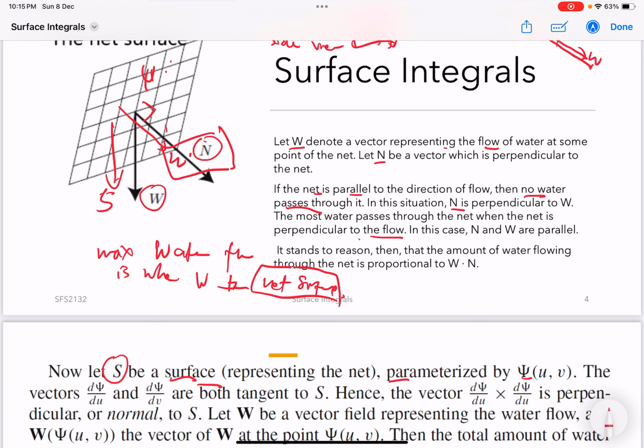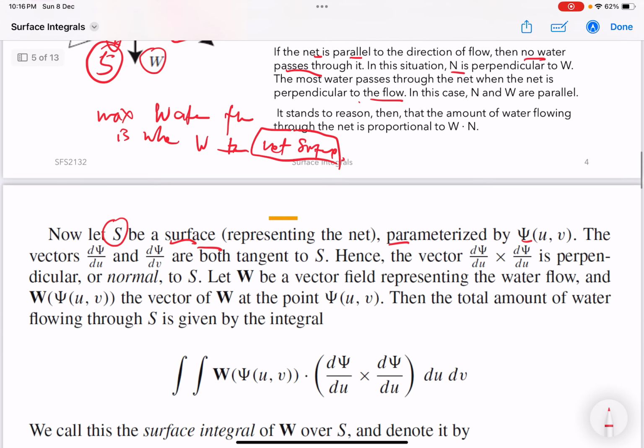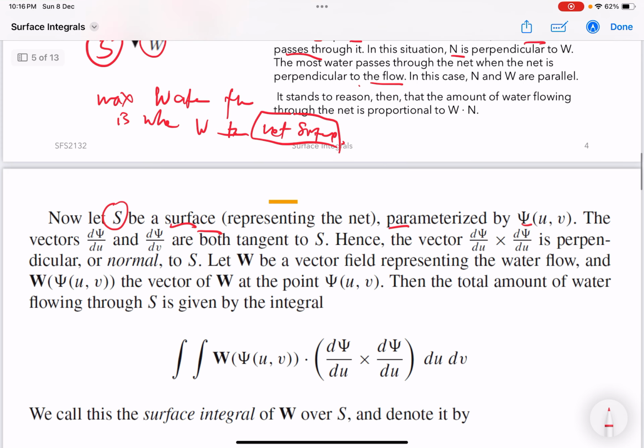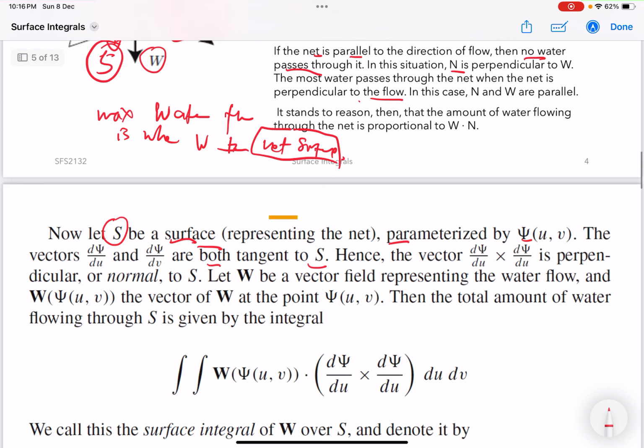So psi is a parametric of U and V, which lies on the net. So this one lies on the net, as it goes the same for S, which is the surface. So now the vectors of d psi over du and d psi over dv are both tangent to S.